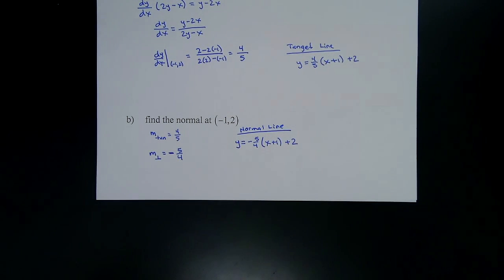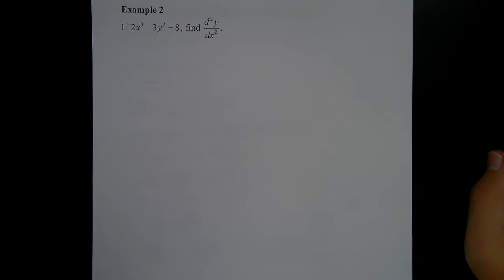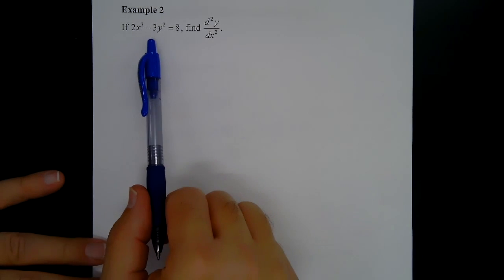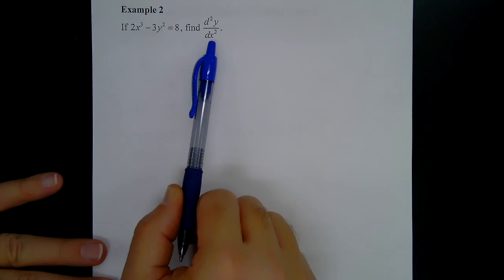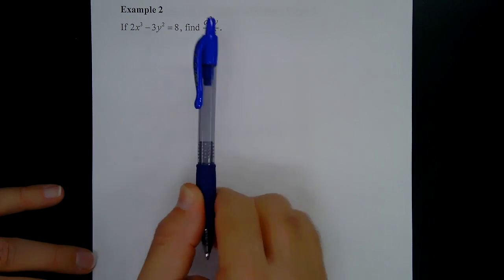All right, let's go to the next problem, and then that's it. We'll be done for today. So for this next problem, we have 2x cubed minus 3y squared equals 8, and I want to find the second derivative of y with respect to x for the second time, okay?